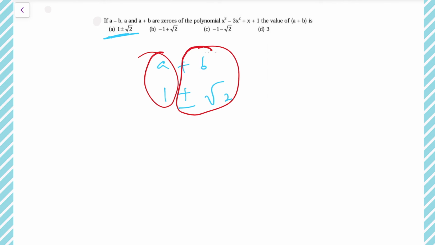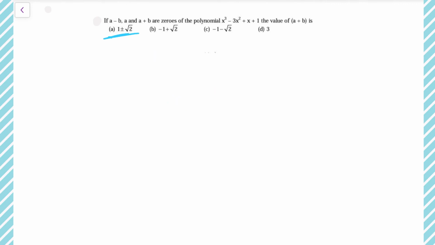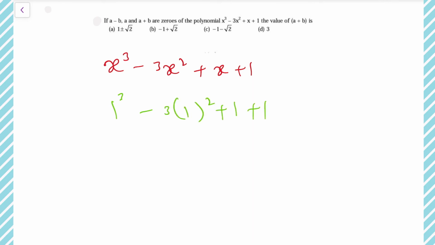Now let us check by substituting a value, that is 1. So 1 is a 0 means if I substitute in the given polynomial, I need to get the answer 0 again. So let me check once. x cube minus 3x square plus x plus 1. I am substituting 1 in the place of x. 1 cube minus 3 into 1 square plus 1 plus 1. 1 cube is 1 minus 3 into 1 square is 3 plus 1 plus 1. 1 plus 1 is 2, 2 plus 1 is 3, 3 minus 3, that is 0. So here answer 0 is there, so that's why option A is correct.